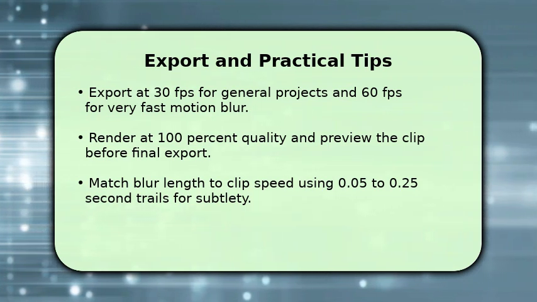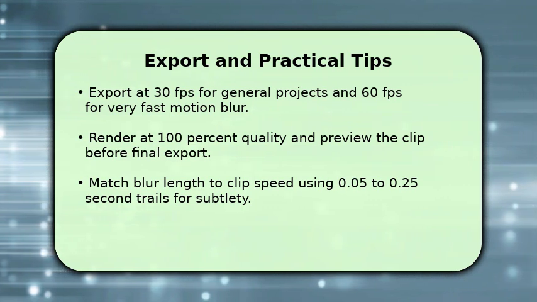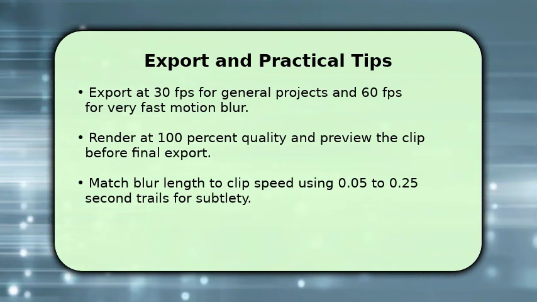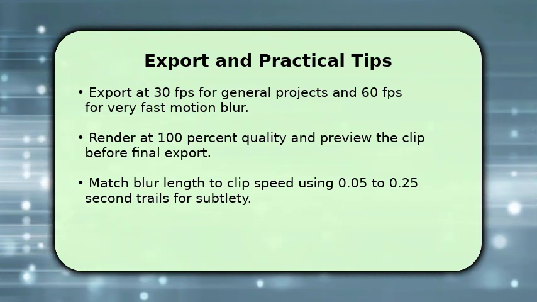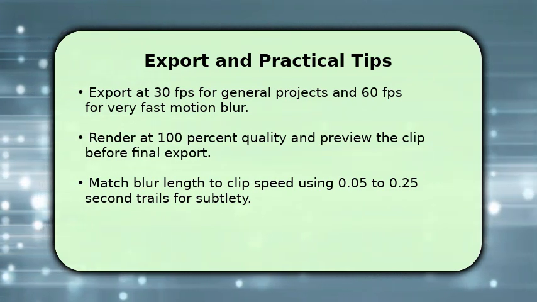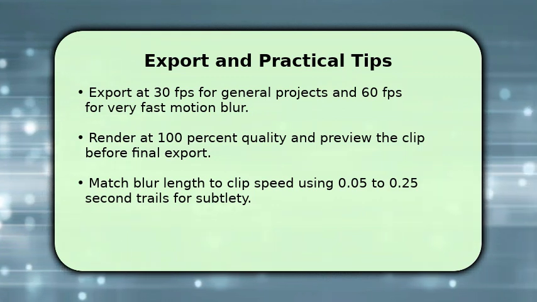Adjust trail length by changing frame offsets between 1 and 6 frames. For subtle blur, use offsets equal to 0.05 to 0.25 seconds depending on your frame rate. Keep file backups before heavy edits to preserve the original clip. These steps ensure consistent results.